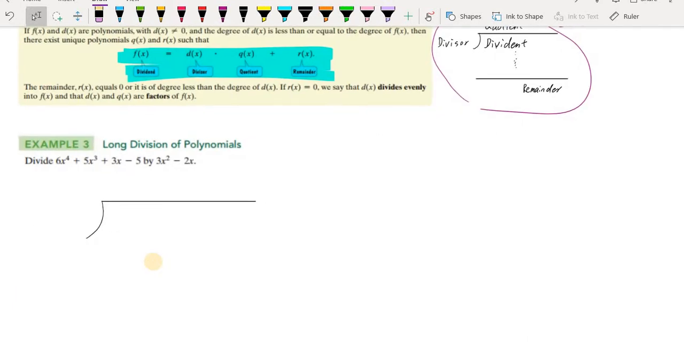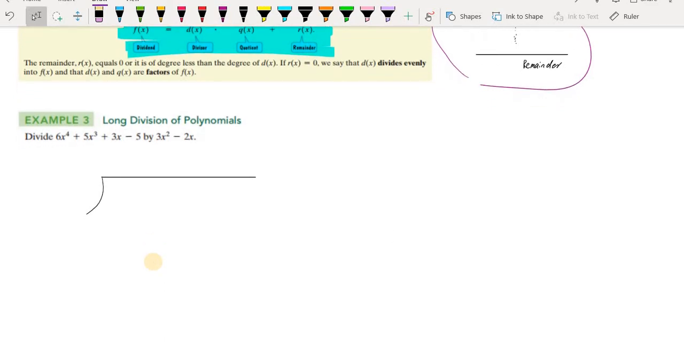So here we have another long division. Let's try again. In this case, we have 6x to the 4th power plus 5x cubed plus 3x minus 5. Let's go ahead and write it down. We're going to have 6x to the 4th power plus 5x to the 3rd power. If you look here, we're actually missing x squared, right? Because we had x to the 3rd power, then we have x. So we have to fill in the missing term as 0x squared plus 3x minus 5.